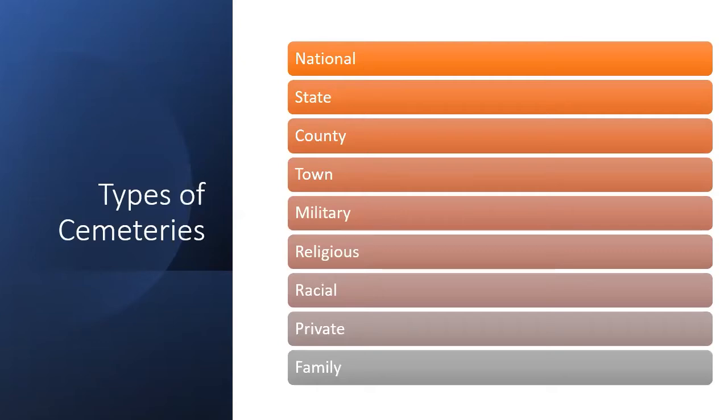This one, I like: types of cemeteries. National, again, you tend to think of national cemeteries as being national military cemeteries, state cemeteries, county cemeteries, town cemeteries. There's specific military cemeteries on military bases, for example. Religious cemeteries, racial cemeteries, and I'll talk a little more about that. Private cemeteries and family cemeteries. Well, here in Allen County, Indiana, you'll see private and family cemeteries interspersed around the area, because this was a great farming location, and many people were actually buried on the old family farm.